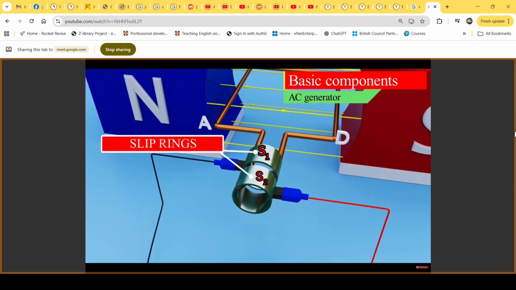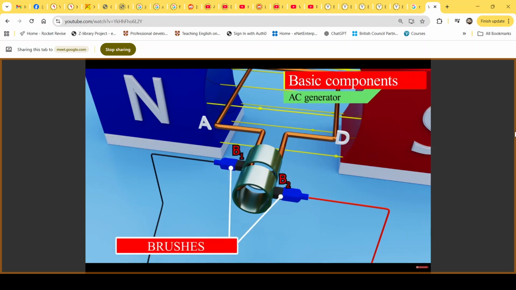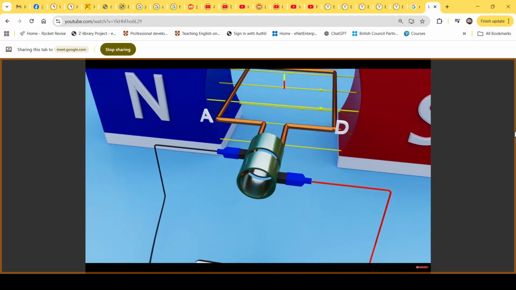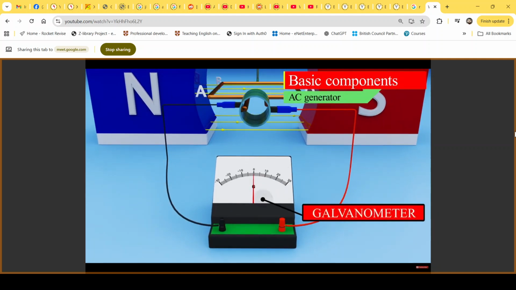Slip rings S1 and S2 are connected to the armature and rotate together with it. The slip ring consists of a circular conducting material that is connected to the armature rotor windings. Slip rings are used to bridge, transfer, and carry the power to and from the rotor of an AC generator. Brushes B1 and B2 are usually made of carbon. One end of each brush is in contact with rotating slip ring, and the other end is connected to the other circuit. Galvanometer is connected to outer circuit. Purpose of galvanometer is to show the flow of current in the external circuit.